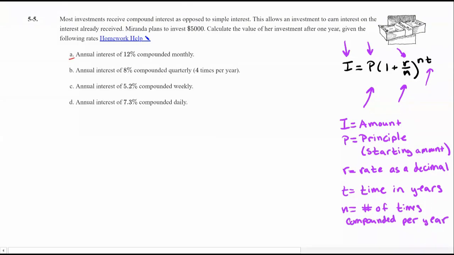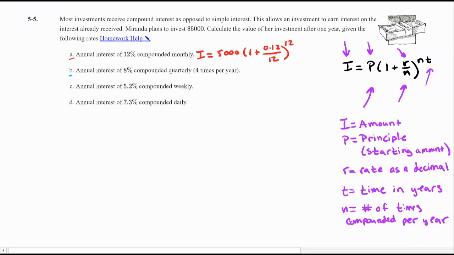So for A here, we have an annual interest of 12% compounded monthly. So for the equation here, we're going to have I equals the principal, which is 5,000, and that's going to be true for all of these. 1 plus the rate, which is 0.12, because it's 12%. Monthly, there are 12 months in a year, to the power of 12 times the number of years, which is just 1. So I'm going to put these all into a calculator at the end here. I'm going to create all the equations first.